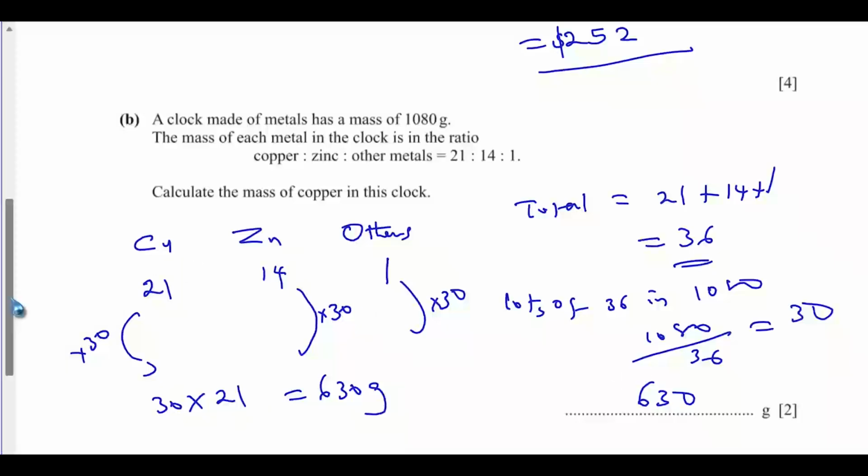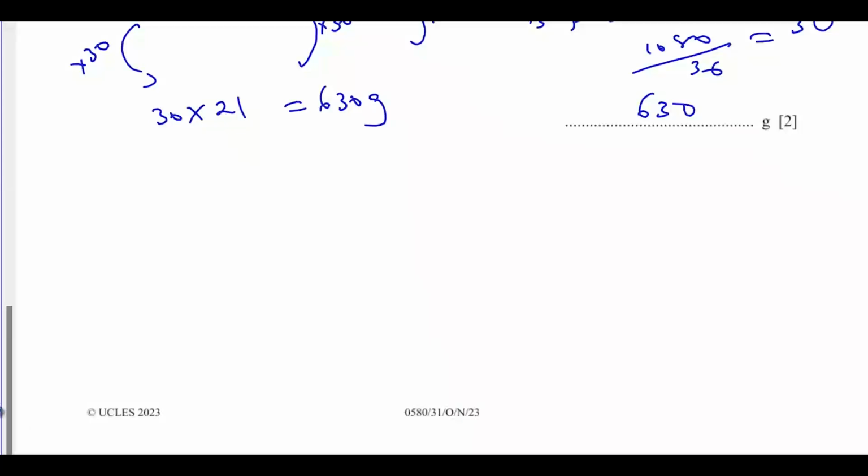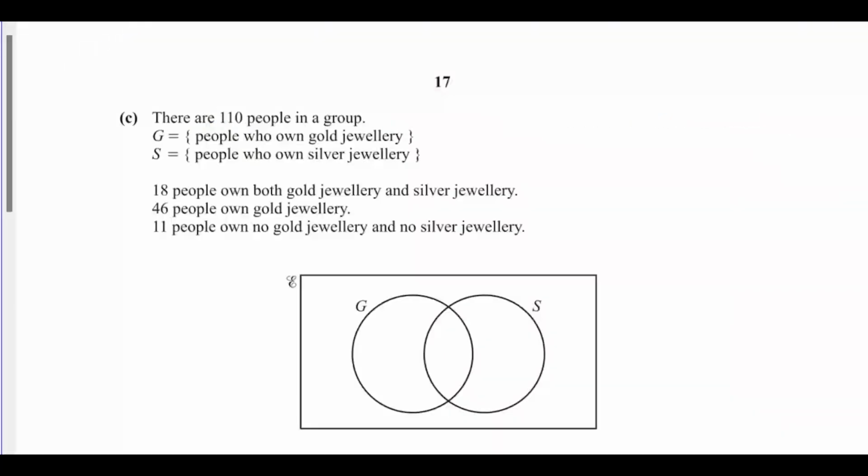Okay, so let's go to the next question. That will be part C, that is 9C, Roman figure 1. There are 110 people in a group. G is equal to people who own gold jewelry, then people who own silver jewelry. 18 people own both gold jewelry and silver jewelry. So that means I can easily put 18 here.